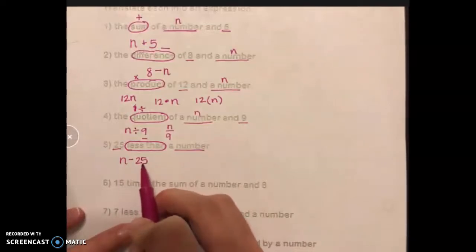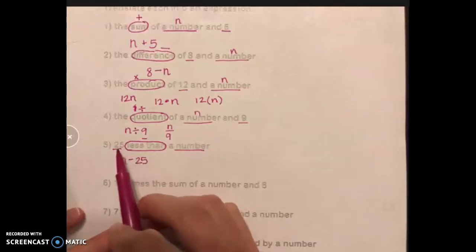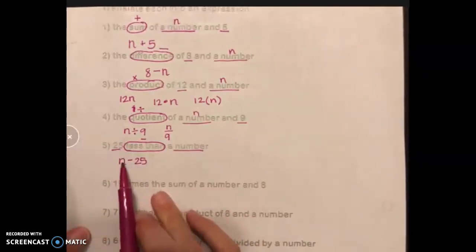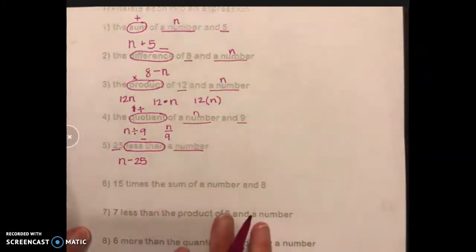So we're going to take away 25. And those can be a little bit tricky because we have to put our 25 at the end, even though it's actually listed at the beginning. But if you think about it, we have 25, which is less than this n. All right. Moving on to number 6.